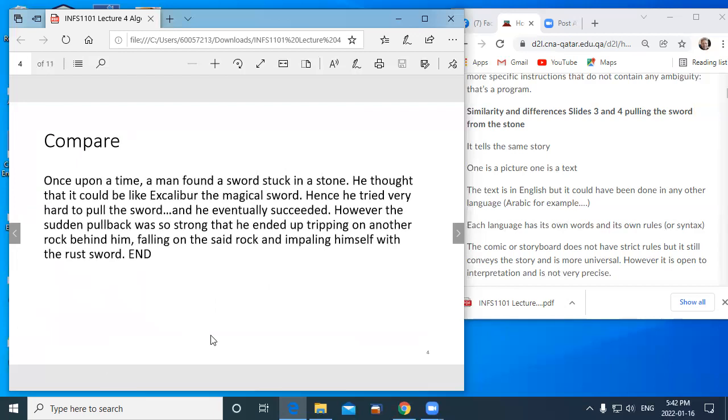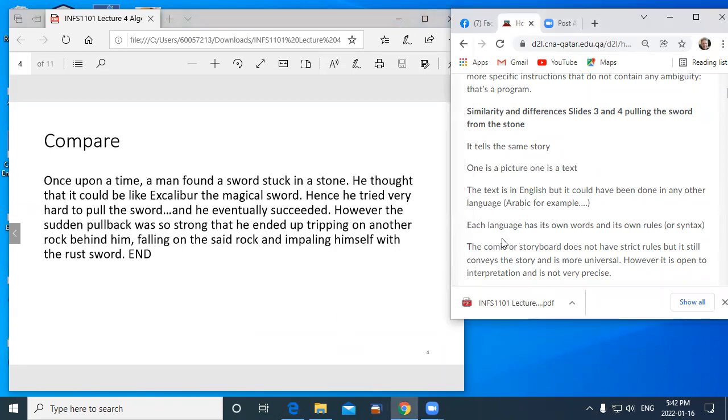All right, so that's expressed in pictures. Now we can say it in words. Once upon a time, a man found a sword stuck in a stone. He thought it could be like Excalibur. Hence, he tried very hard to pull the sword because I guess he wanted to be like the king or something, right? Eventually, he succeeded. However, the sudden pullback was so strong that he tripped, and falling on the rock, impaled himself. That was very sad.